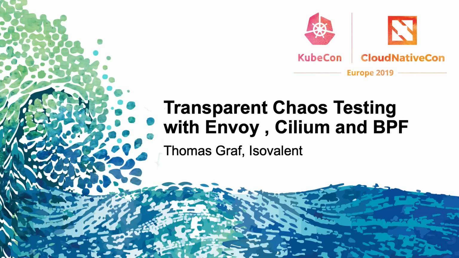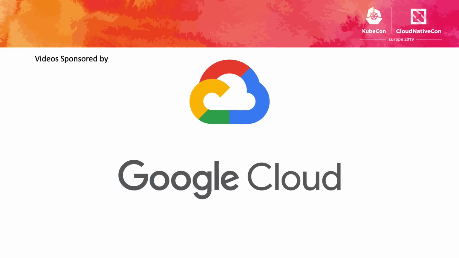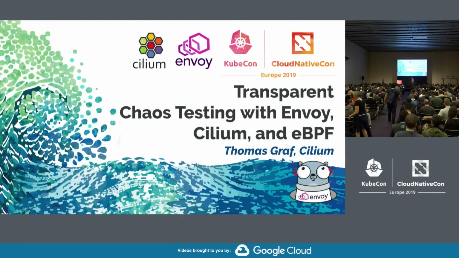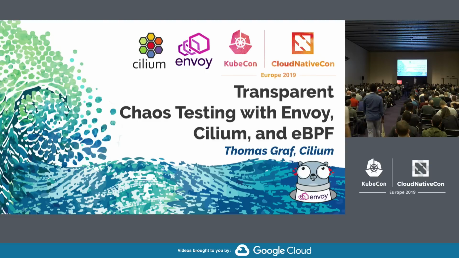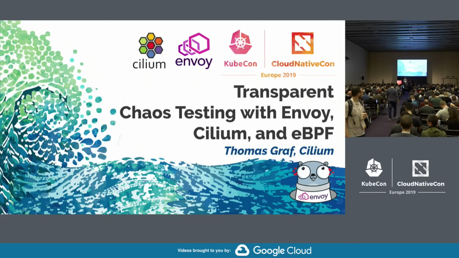Welcome, everybody. The next talk on the operations track is by Thomas Graf. He is the creator of Cilium and the CTO of Isovalent, right? I got it right. Okay, so this is about transparent chaos testing with Cilium and BPF. BPF is a really cool technology. I'm already familiar with it on Falco. And this looks very promising, so I hope you enjoy it. Thank you.